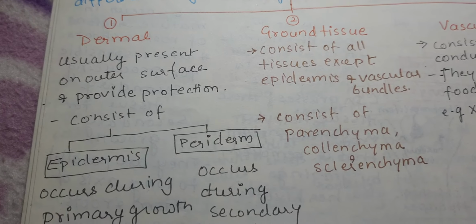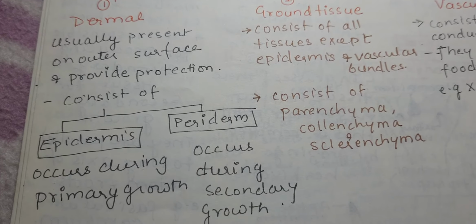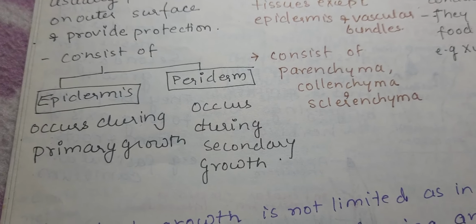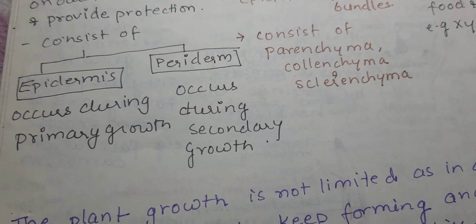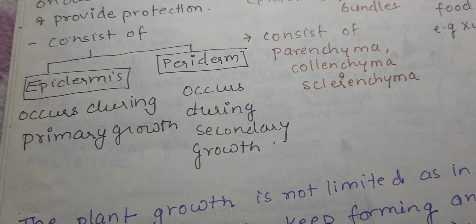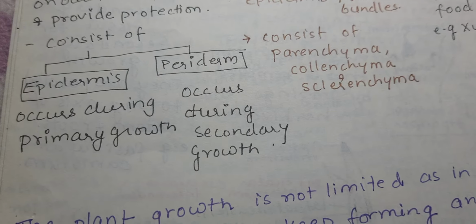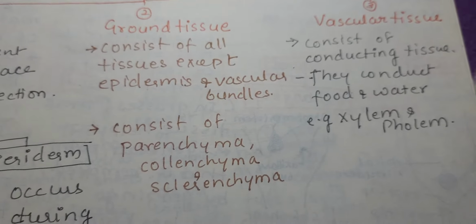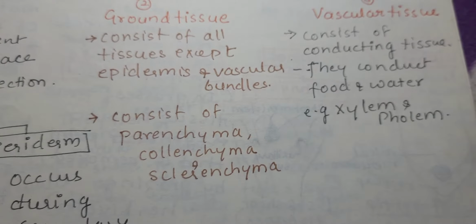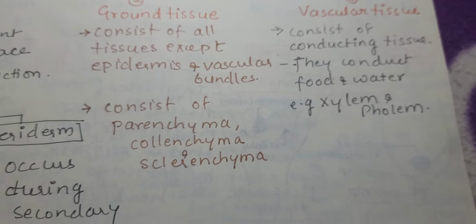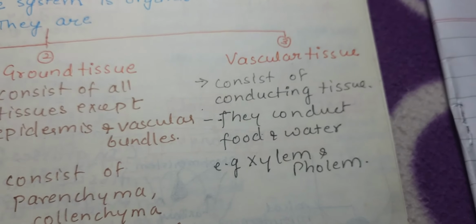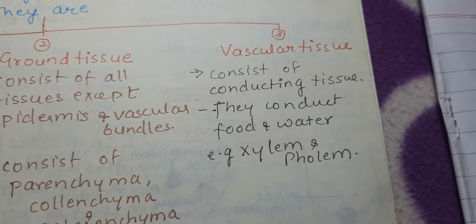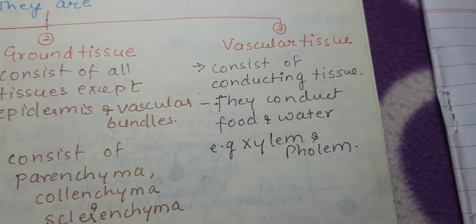Dermal tissues usually present on outer surface and provide protection, and they basically consist of two different types of tissue, epidermis and periderm. Epidermis occur during primary growth, whereas periderm during the secondary growth. Then ground tissue, they consist of all the tissues of the plant except for the epidermis and vascular, and composed of parenchyma, collenchyma and sclerenchyma cells. Then vascular tissues are the conducting tissues and they conduct food and water.